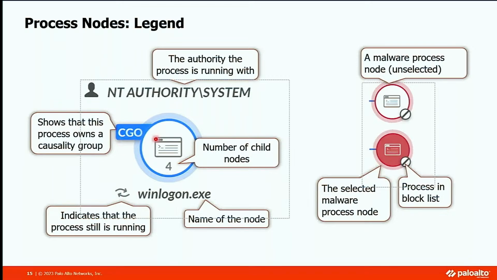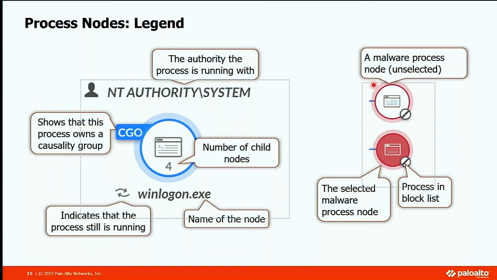We will identify a process, the causality instance ancestor, as the causality group owner. It owns the causality group. We're showing you in this case, we have 4 children, 4 child nodes. We're also seeing that this Winlogon is not running with my user permissions. It's running under NT authority system privileges. So the authority the process runs with might be domain name/username for wscript.exe.